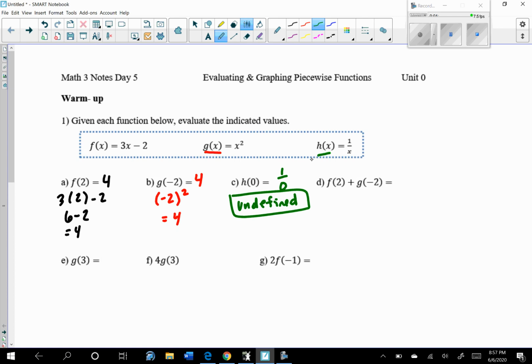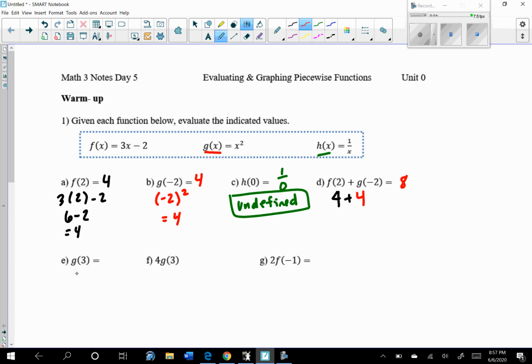Looking at the next one, we're doing f of 2 plus g of negative 2. We already have those answers from our previous ones, A and B. So this was 4, and we are adding that to g of negative 2, which was also 4. So 4 plus 4 is equal to 8.